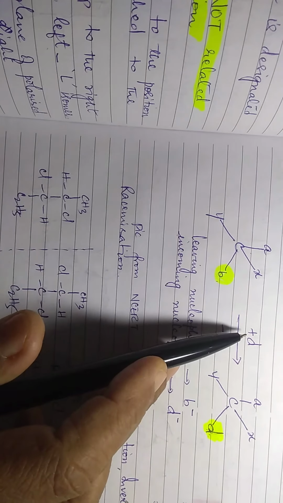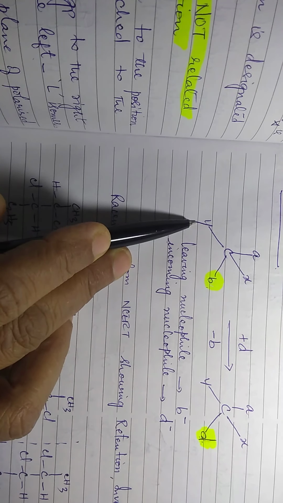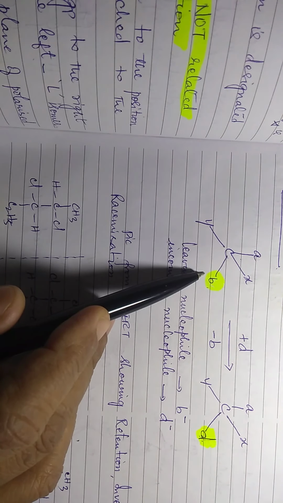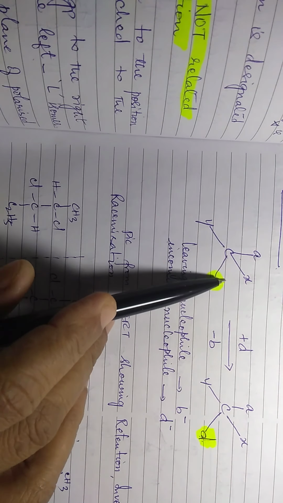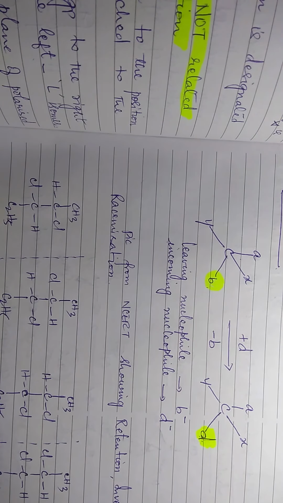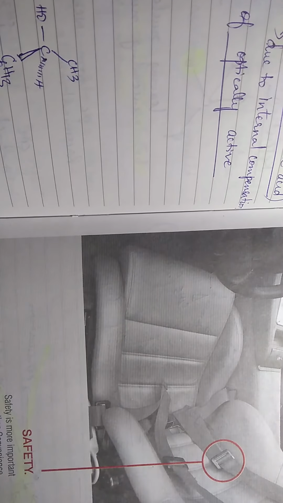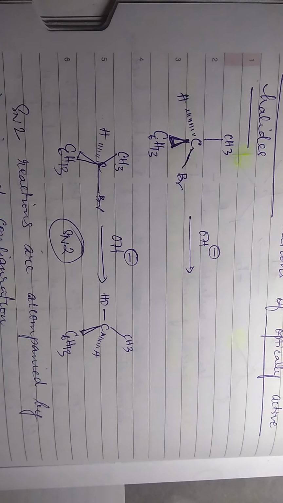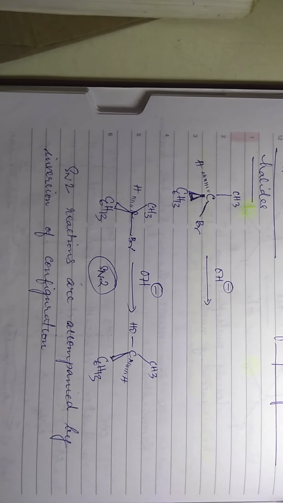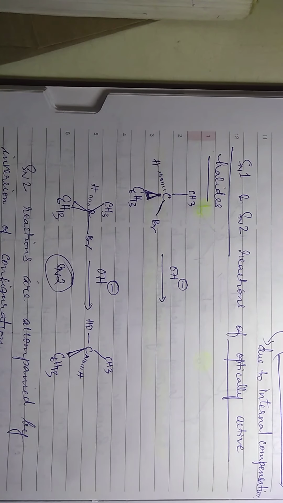Now, if the D had come here, then it would be called inversion, because the new nucleophile is not retaining the position of the old nucleophile, but it is taking a new place, is it not? So that is called inversion. That we will see. Now look here. Now remember SN1 and SN2 reactions of optically active halides.